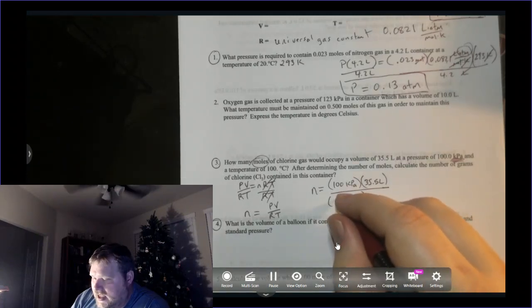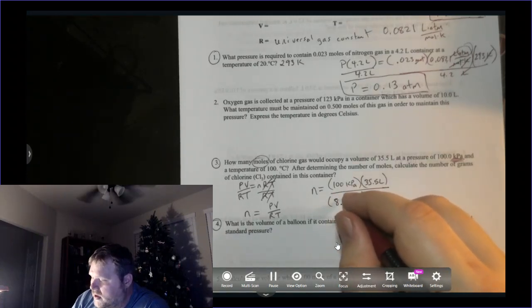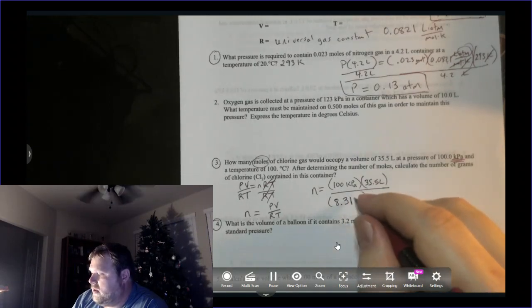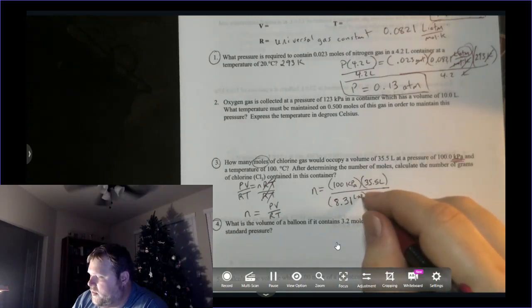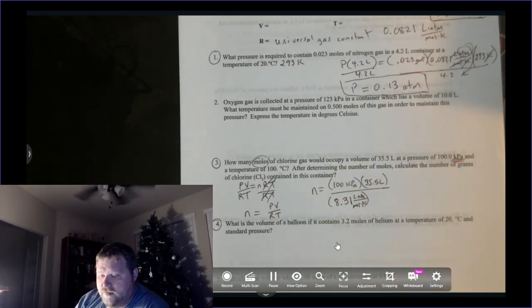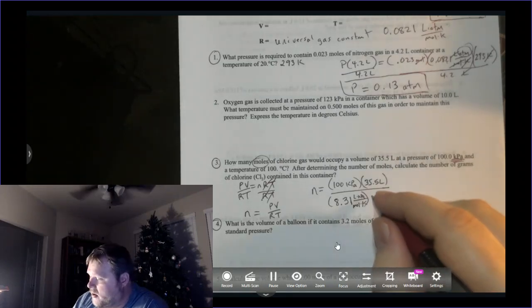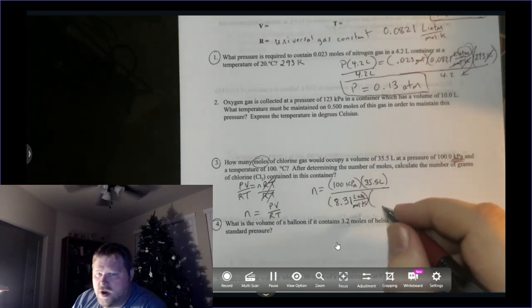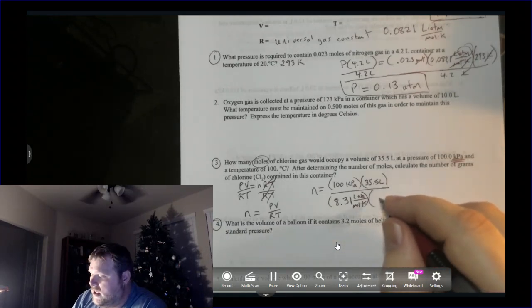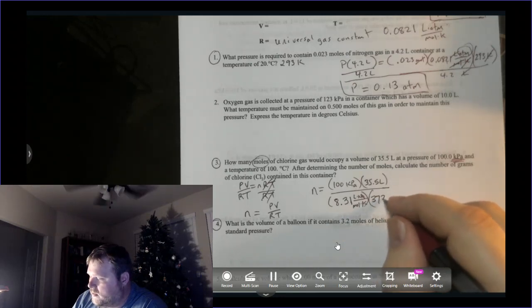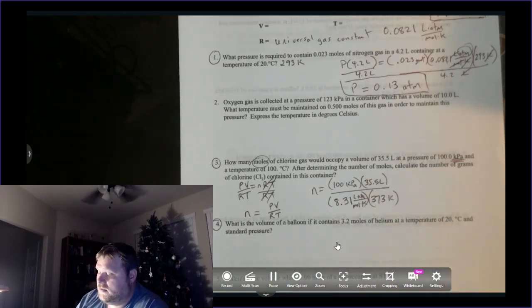So that's 8.31 liters kilopascals over moles K. A little bit different looking. It's the same amount, just a different number because the unit changed. And then our temperature here, not 100 Celsius. We're going to add 100 plus 273, so 373 Kelvin.